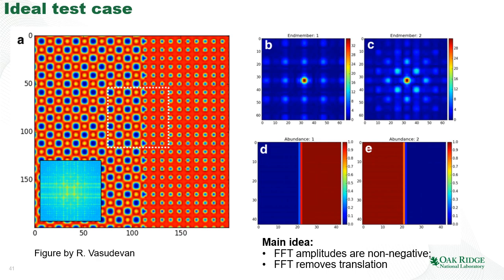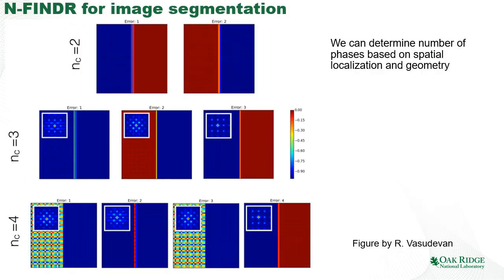And this is how it looks. So this is our one end member, and this is our second end member. If you look at this, you can clearly figure out that one of them corresponds to one phase, another corresponds to a different phase. And this is how our abundance maps look. So we can clearly perform the image segmentation based on this sliding window Fourier transform followed by the N-FINDR.